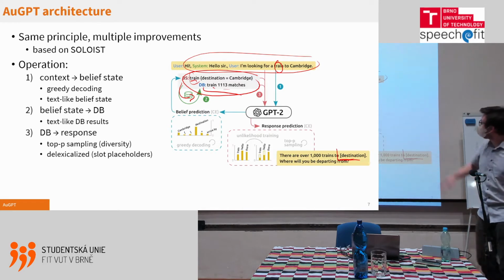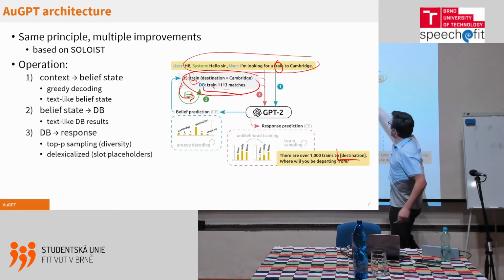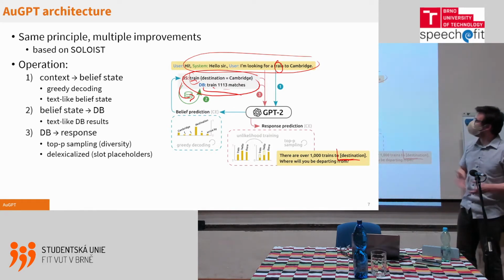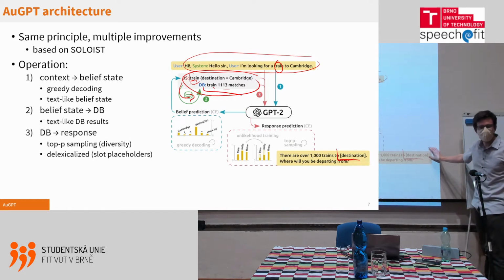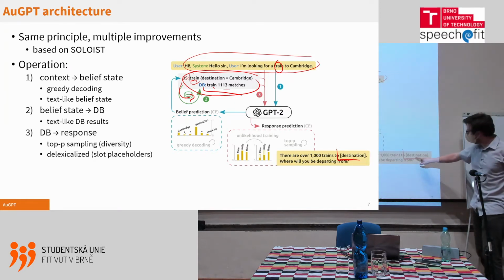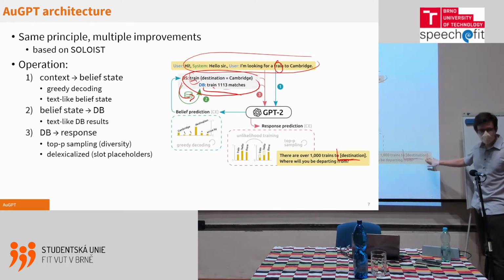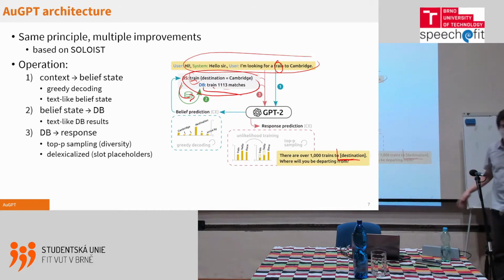On the input there is basically no pre-processing happening. The only thing that we do as a help is that when it's supposed to generate a response, it doesn't generate the exact values of the slots. It just generates placeholders. I guess that's basically what you meant.